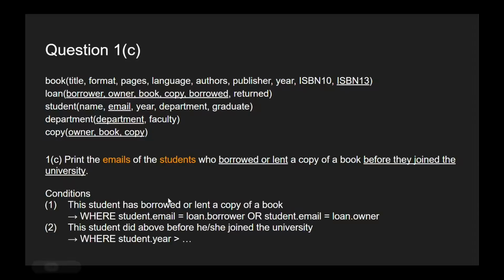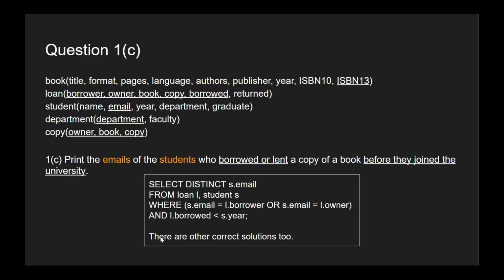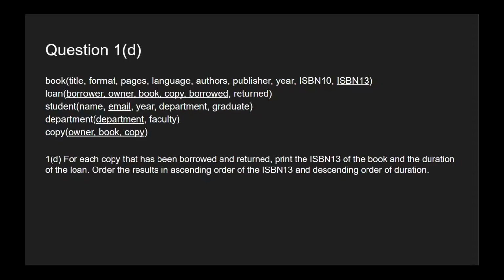From this, you can write down the condition here. Has borrowed or lent a copy of a book. Okay, you want this student email to be a loan.borrower, or this student must be an owner here. And at the same time, the student also needs to borrow or lend before they join the university. So after you know these two conditions, it's actually pretty easy for you to derive the solution here. Please remember to put the distinct here to avoid duplicates. If your answer is not the same as mine here, no need to worry, there are also other correct solutions too. So now let's move on to 1D.